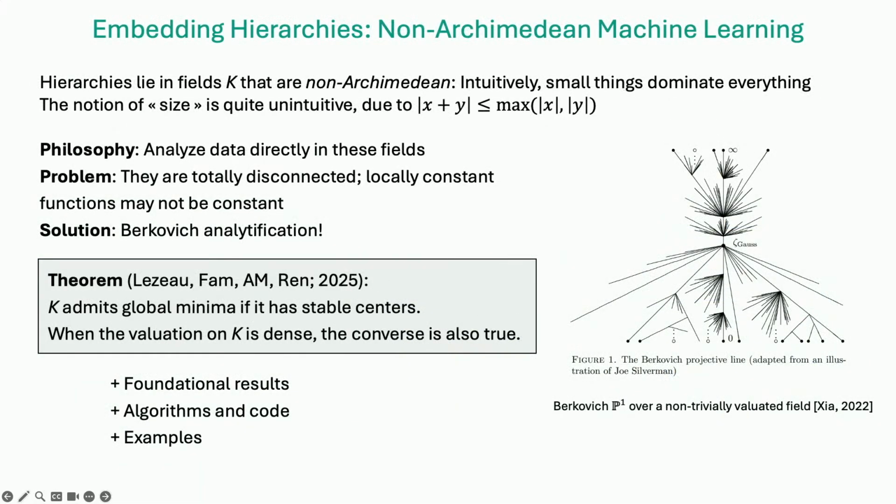Something that I've been working on is working directly in the space of hierarchies. This is developing what I call non-Archimedean machine learning. These hierarchies lie in fields which are called non-Archimedean fields. The idea is that intuitively, small things dominate everything, and the notion of size is quite intuitive because you have a strong version of the triangle inequality here.